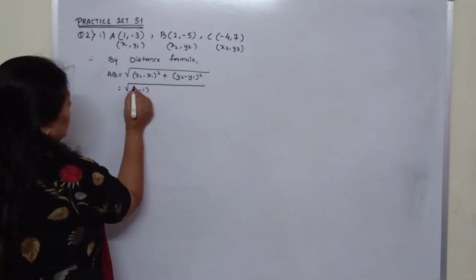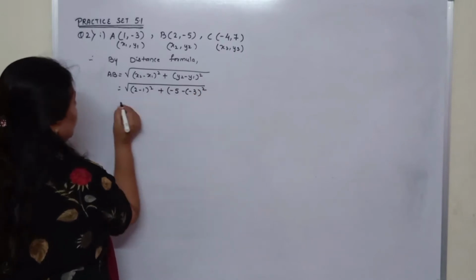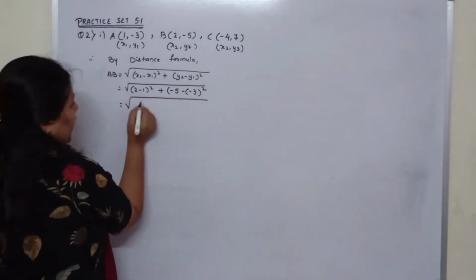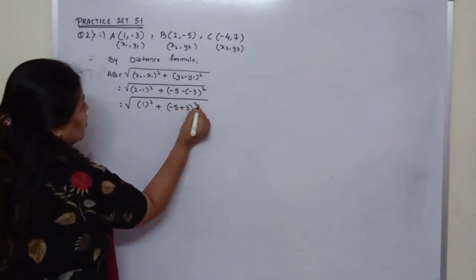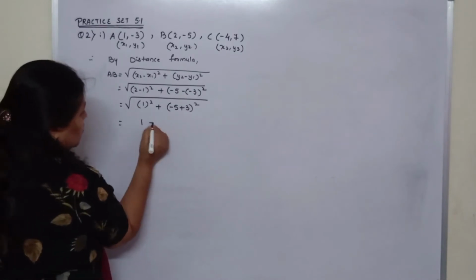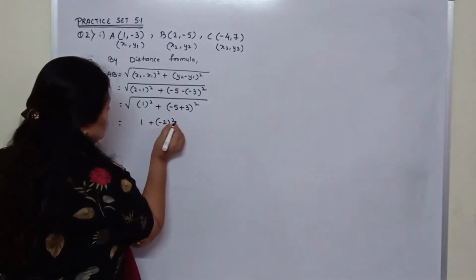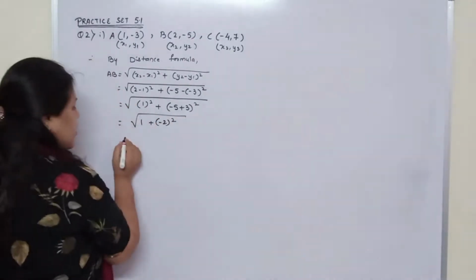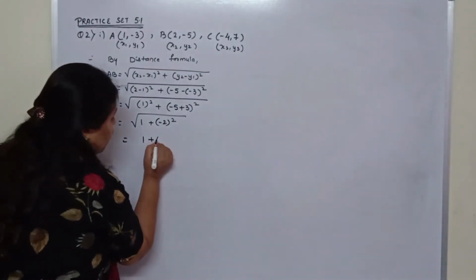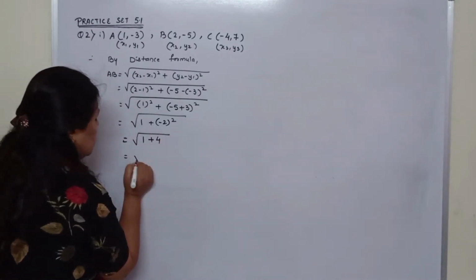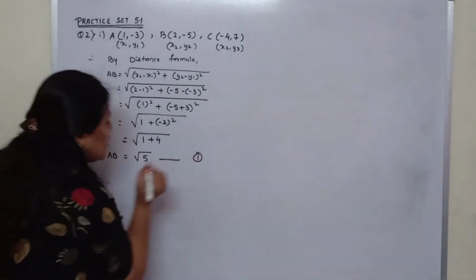So (2 minus 1) the whole square plus (-5 minus of -3) the whole square. So 2 minus 1 is 1, plus (-5 plus 3) the whole square, which is (-2) the whole square. Square of 1 is 1, plus -2 into -2 is plus 4. So it is equal to root 5.